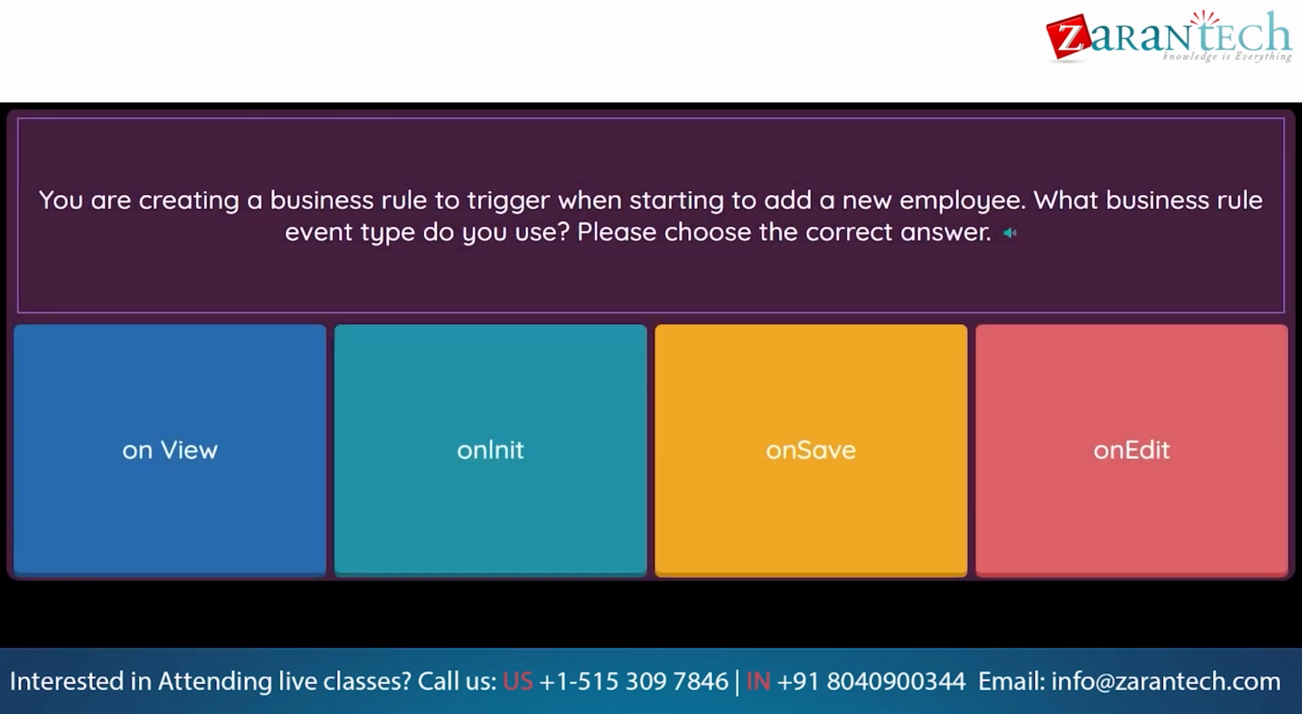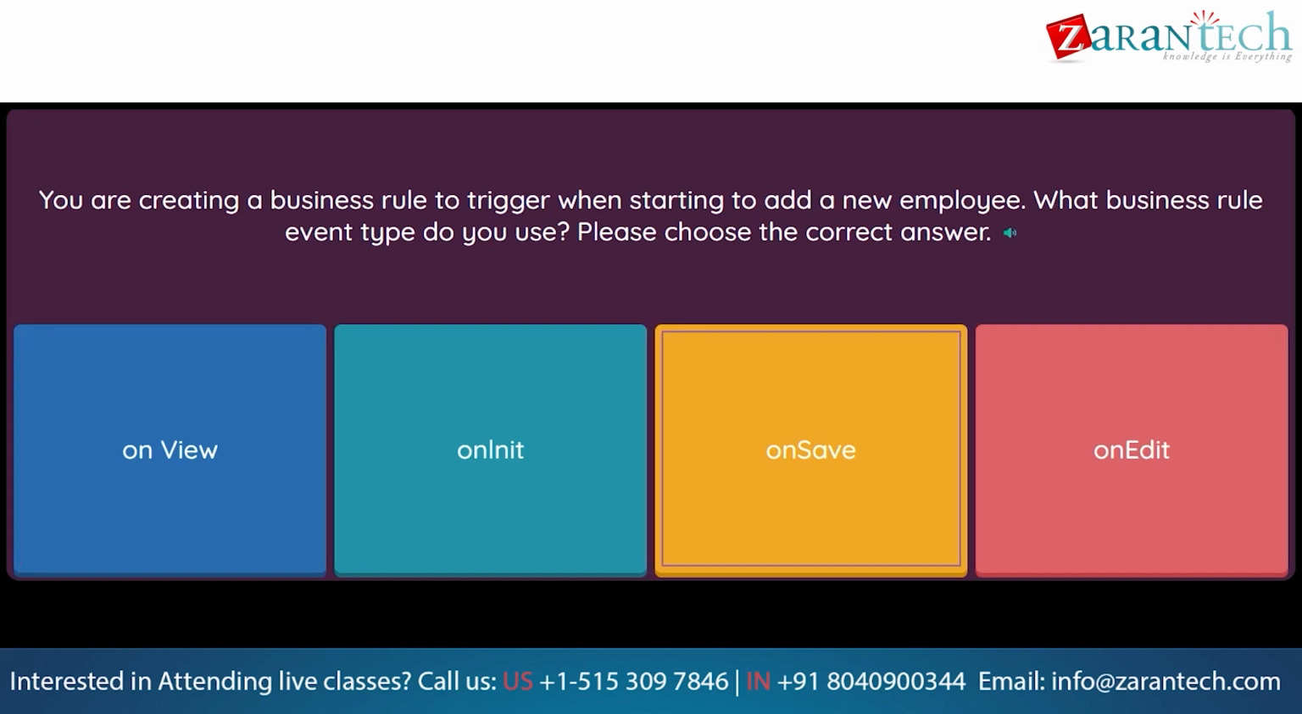Question: you are creating a business rule to trigger when starting to add a new employee. What business rule event type do you use? Please choose the correct answer. Option 1, on view. Option 2, on init. Option 3, on save. Option 4, on edit.